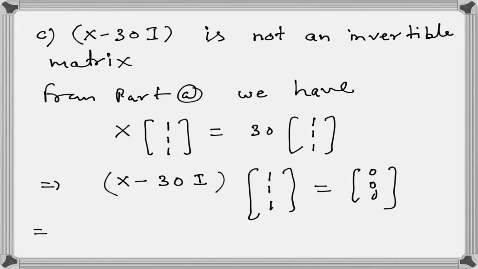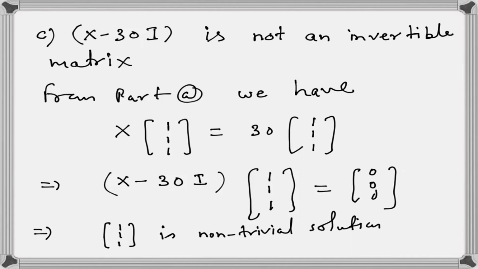Okay, this implies that (1,1,1) is a non-trivial solution of (X minus 30I)Y equals 0. Okay, so this implies that X minus 30I is not invertible.